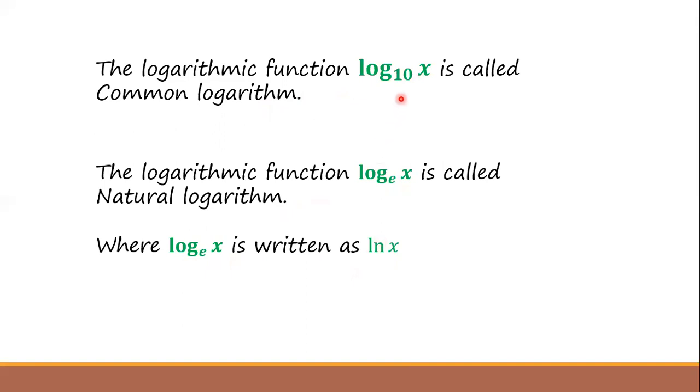As we discussed earlier, if the base is 10, then such a type of log is called common log. If the base is e, then such a type of log is called natural log. And if the base is e and log of x to base e, then this type of log can be written as natural log. Now we will move to exercise 2.6.